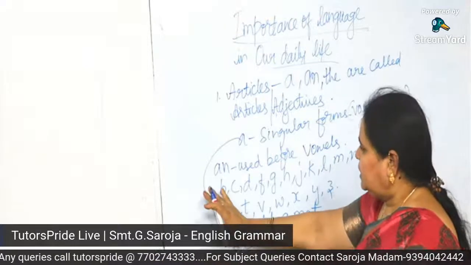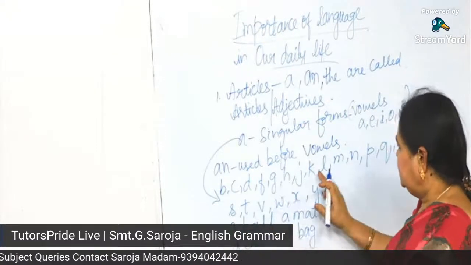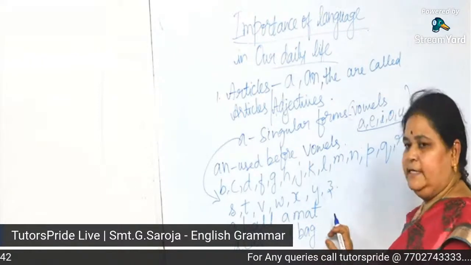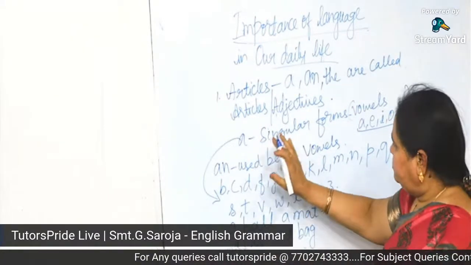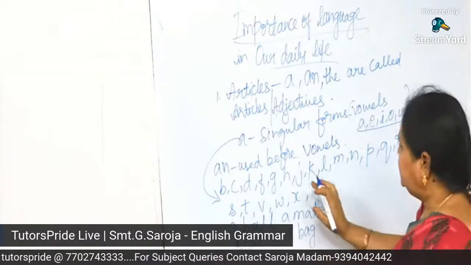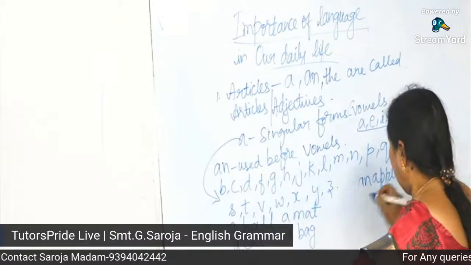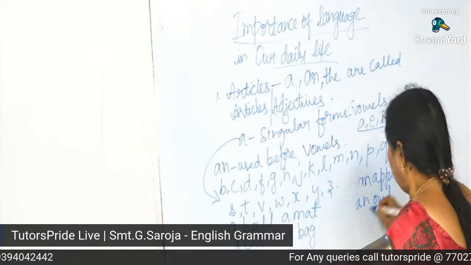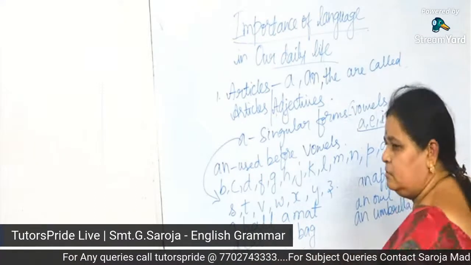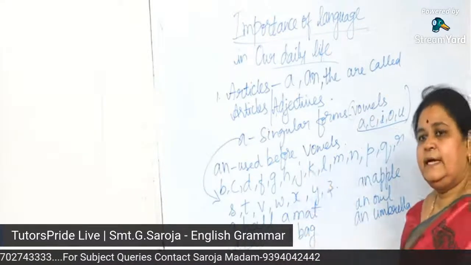What are consonant letters? B, C, D, F, G. These are all the letters other than A, E, I, O, U. They are all consonants. And a is used before singular forms, and an is used before vowels. For example, an apple, an owl, an umbrella, etc. So many words will come. And the is a definite article.